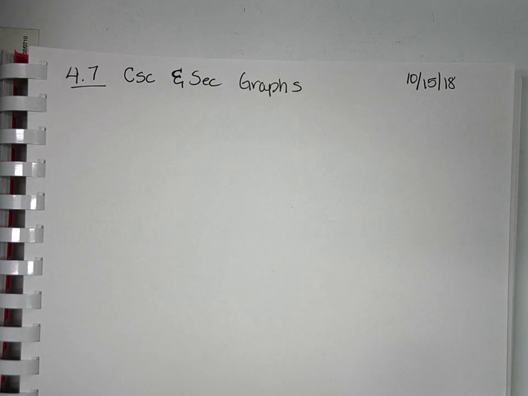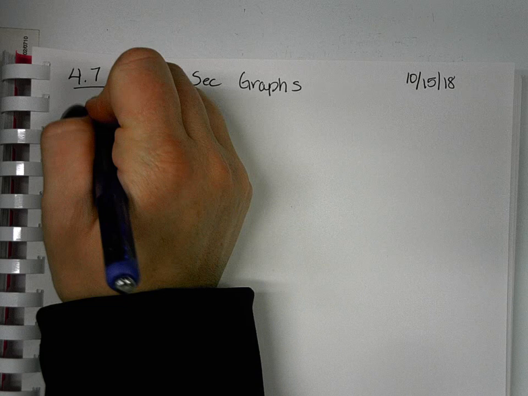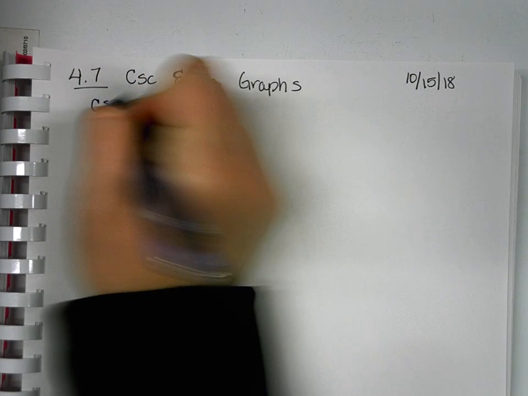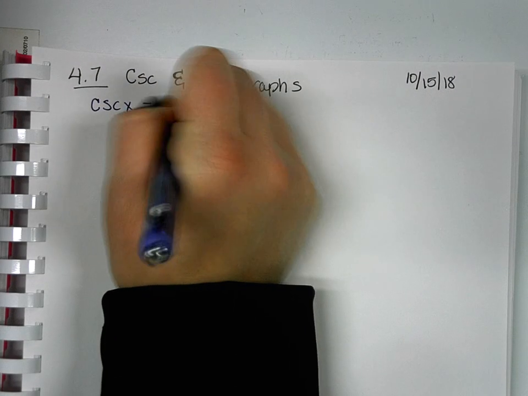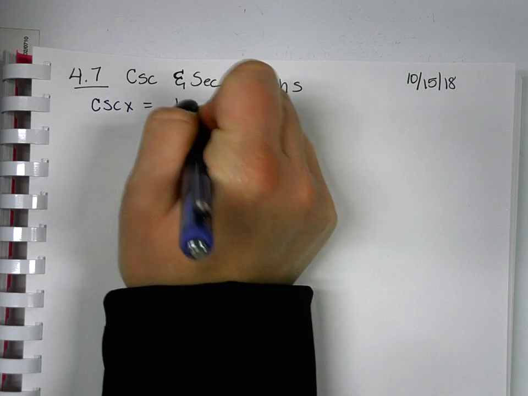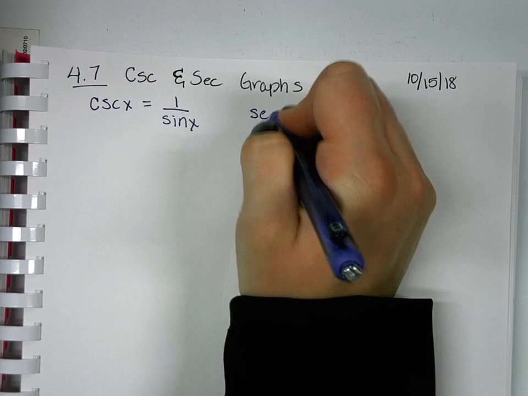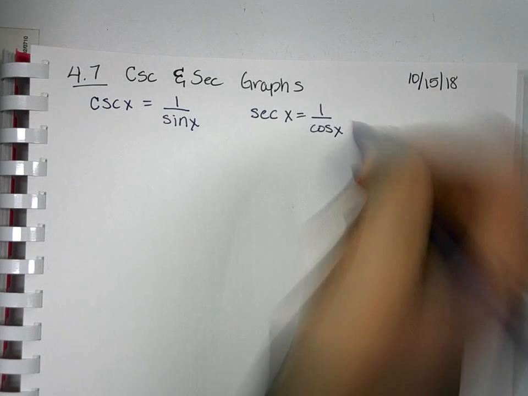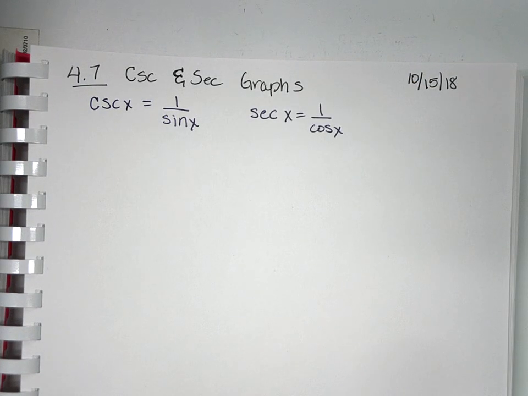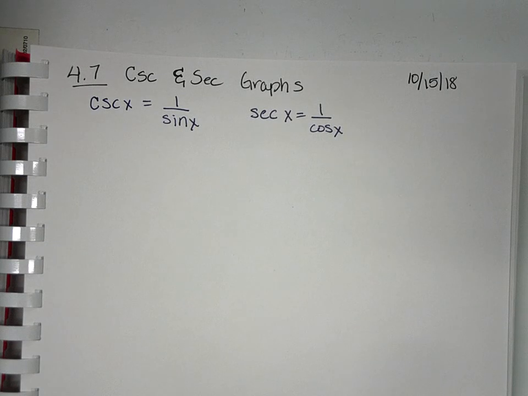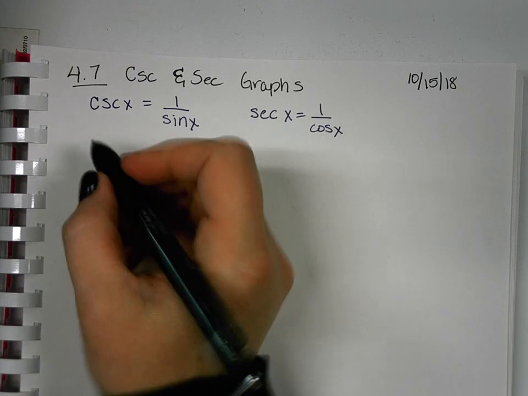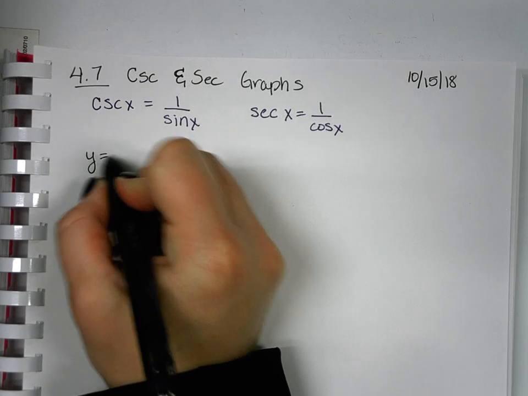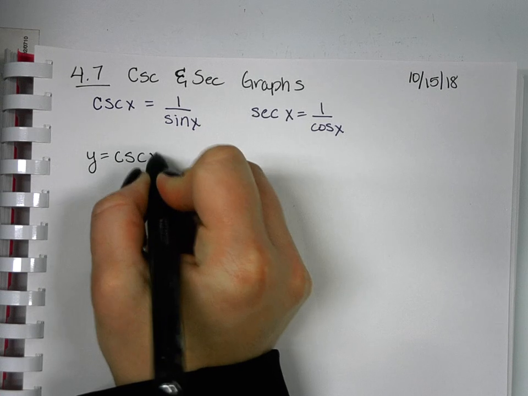So what we want to start with is we want to remember that cosecant of x is the same as 1 over sine of x, and secant of x is equal to 1 over cosine of x. So when we're doing our graphs, we need to remember that same table of values, but we need to think of it as reciprocals of those table of values. So if we start with trying to graph the parent graph of cosecant x.